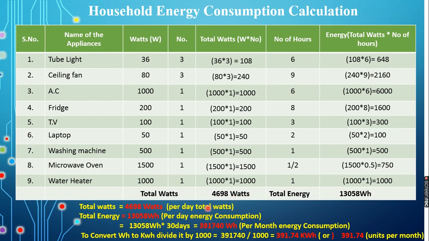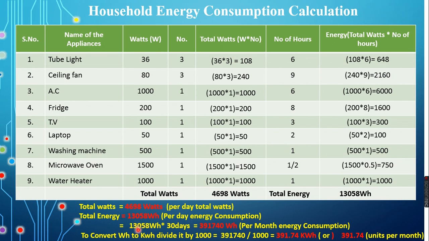And now we will calculate the conversion. Total watts is around 4,698 watts per day. This is for the per day calculation, and total energy is 13,058 watt hours per day energy consumption. This estimation chart is for per day calculation. With this output, that is total watts and total energy, we can calculate for a month and also for 2 months. Now we will calculate for a month.